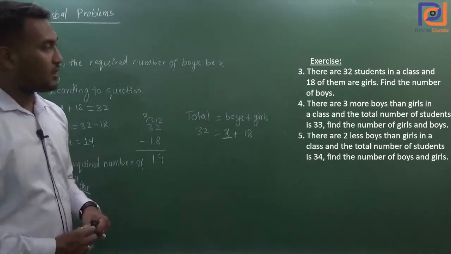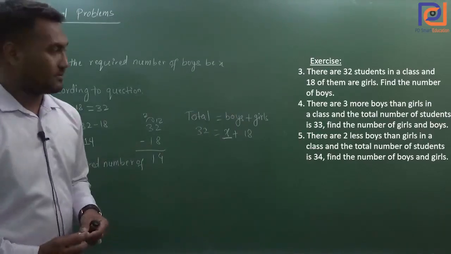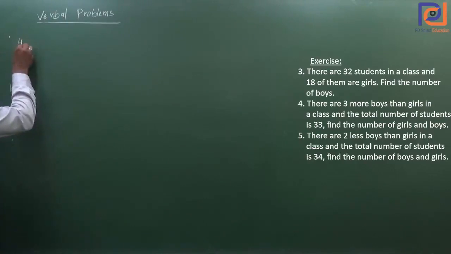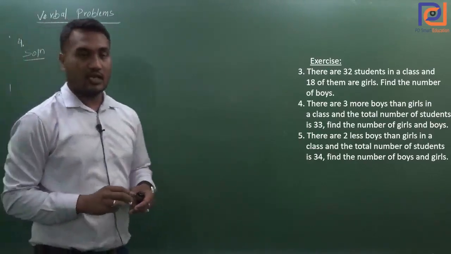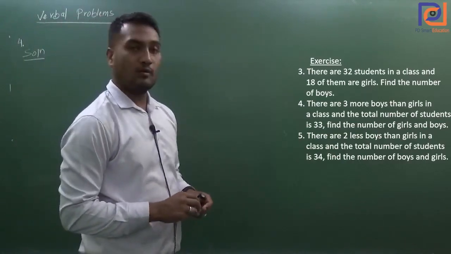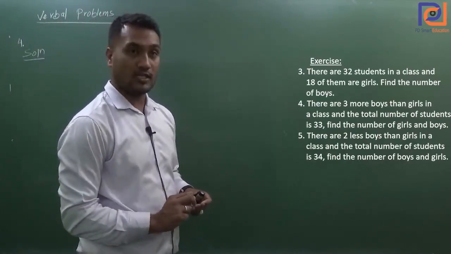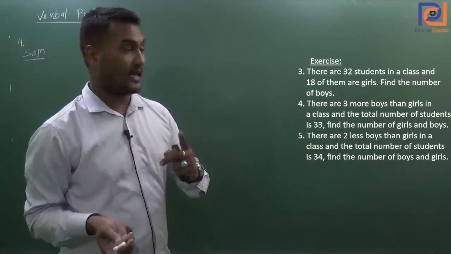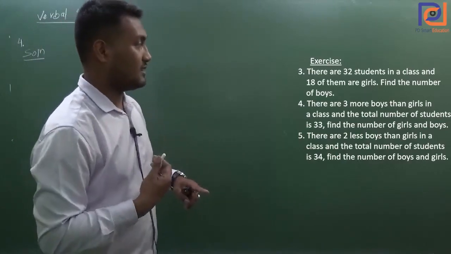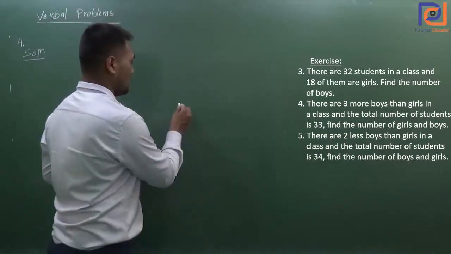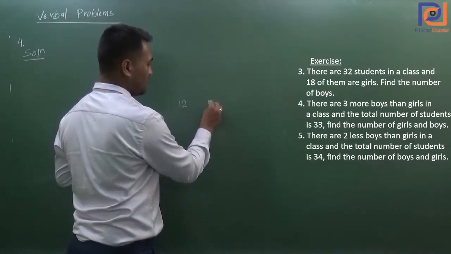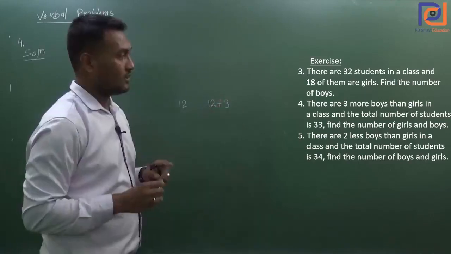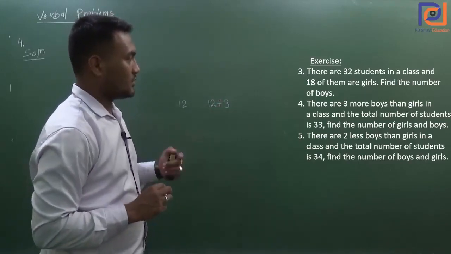So you may feel the problem in the question number 4. So I'll explain you. See, in question number 4, solution. First of all, you read out the question first. There are 3 more boys than girls in a class. 3 more boys than girls. So suppose there are 12 girls, then boys will be 3 more. That means 12 plus 3.